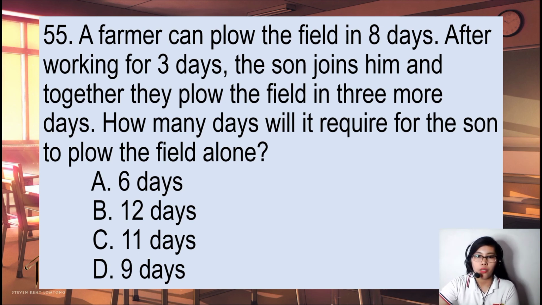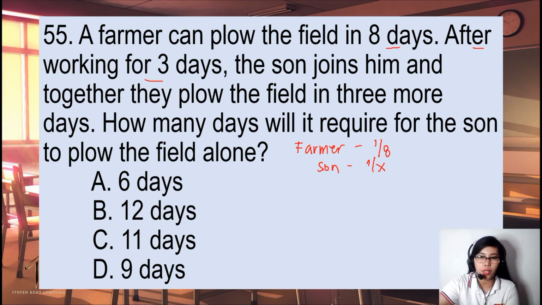Okay. So for the farmer, his rate is 1 over 8 because he can plow the field in 8 days. For the son, we don't know, so let us put this as 1 over x, and that is what we will be looking for in this problem. So, stated here is after working for 3 days, the farmer, so 1 over 8, after working for 3 days, the son joins him. The son joins him now, so 1 over 8 plus 1 over x.